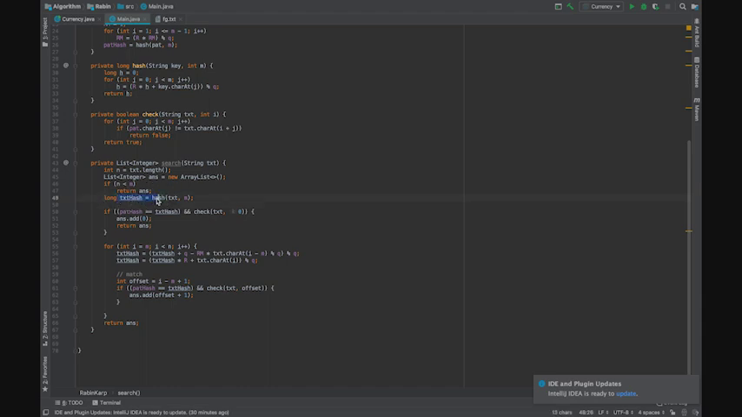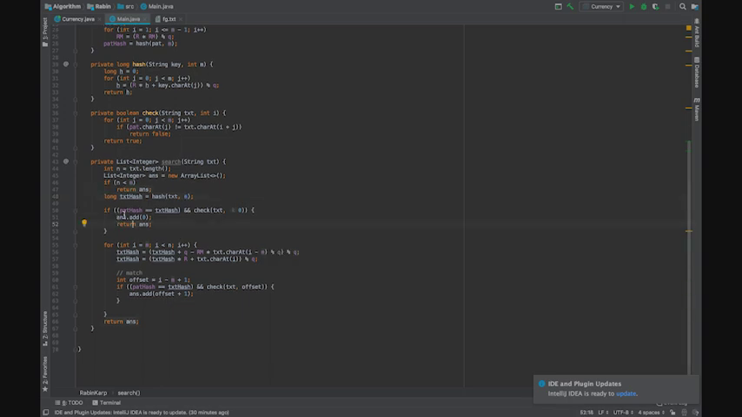Then we find our text hash. This is the hash of only the first m characters of the text. Then we check if the pattern hash equals the text hash, and if they're equal, then we use the check function. We cannot use this check function if we use the Monte Carlo version. So we can delete this, and it will not be the Las Vegas version, it will be the Monte Carlo version. Okay. Sorry for my English. So we just add one and return.